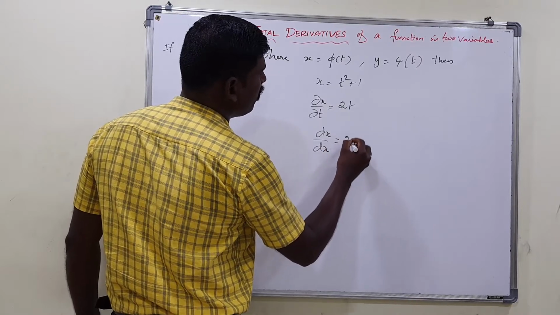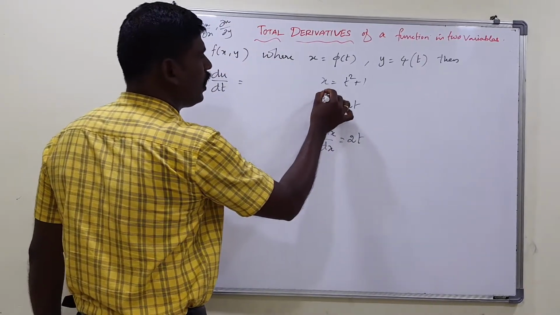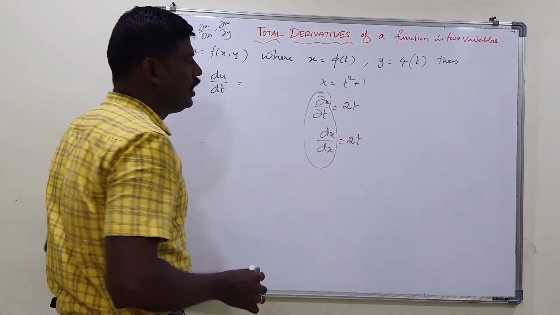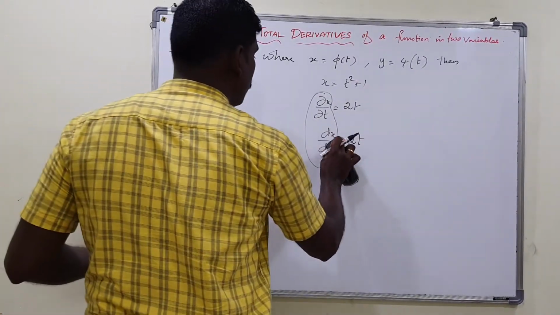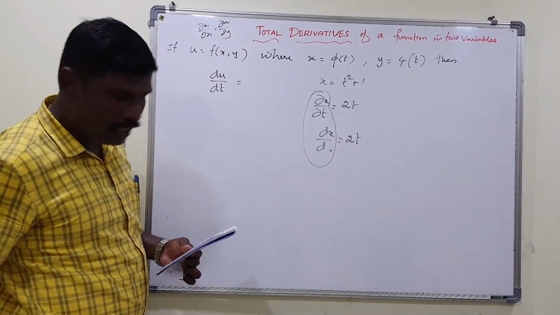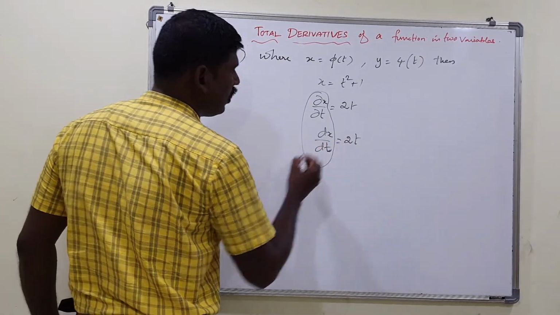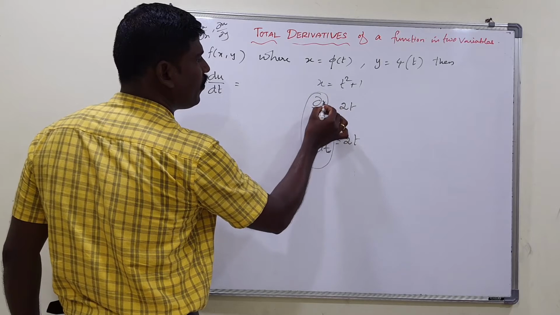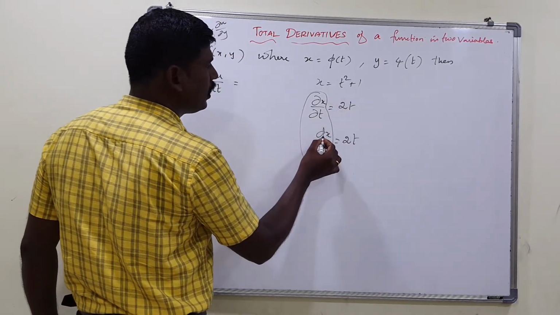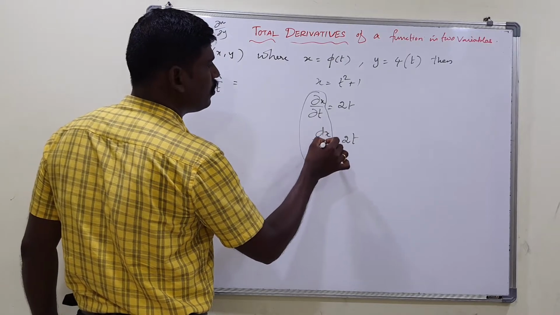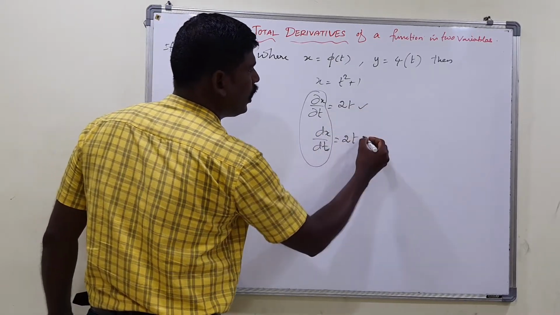What is dx by dt? 2t. So both are the same, isn't it? Dou x by dou t and dx by dt. Right? This is the partial derivative of x with respect to t, which is 2t. Same like that, the derivative of x with respect to t is 2t. So both are equal. Why?